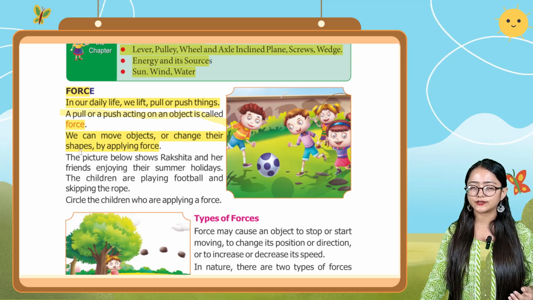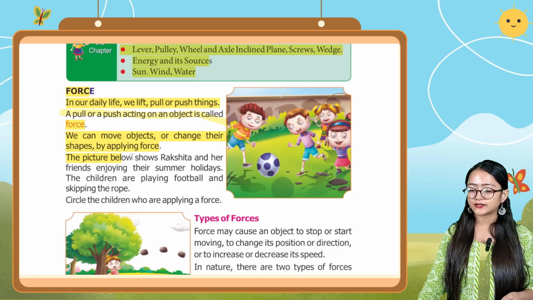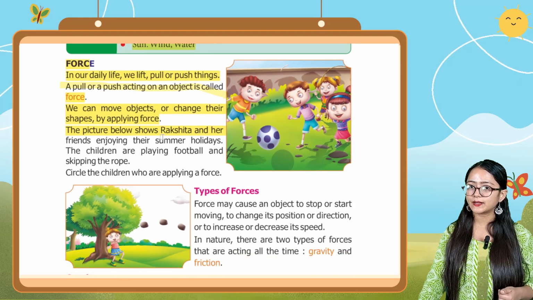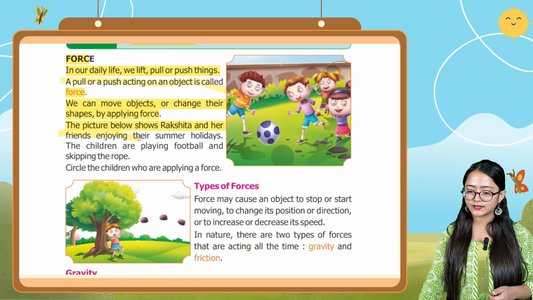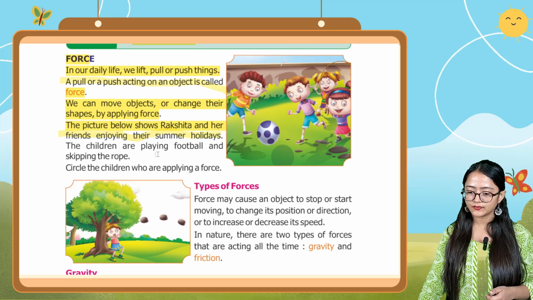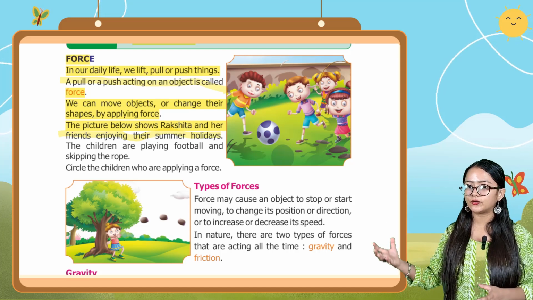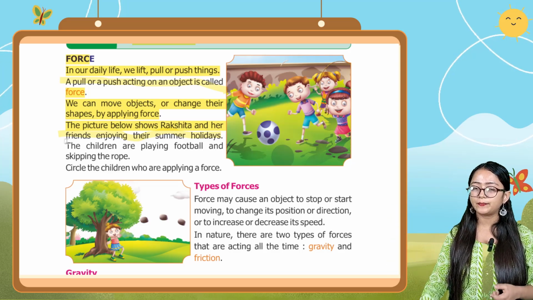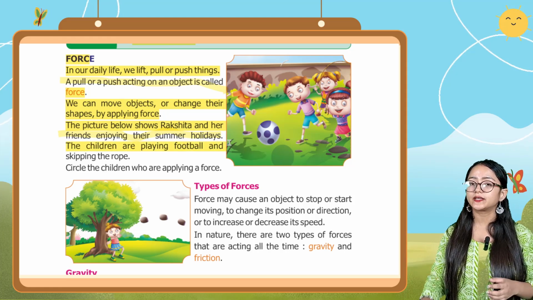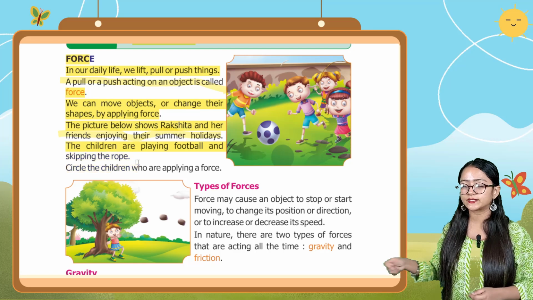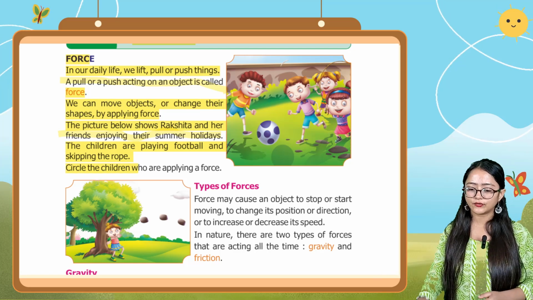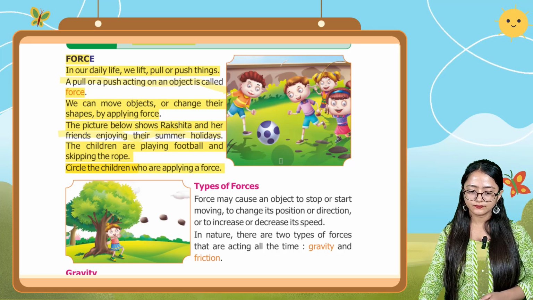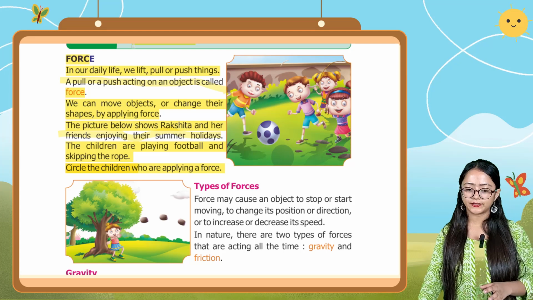You have to circle the children who are applying the force. Like Rakshita is skipping the rope, so that means she is applying the force. So here you have to circle this girl, because she is skipping the rope. Now next one, here you can see the boys playing with the football. So they are also applying the force, like they are kicking the ball. So circle these boys.